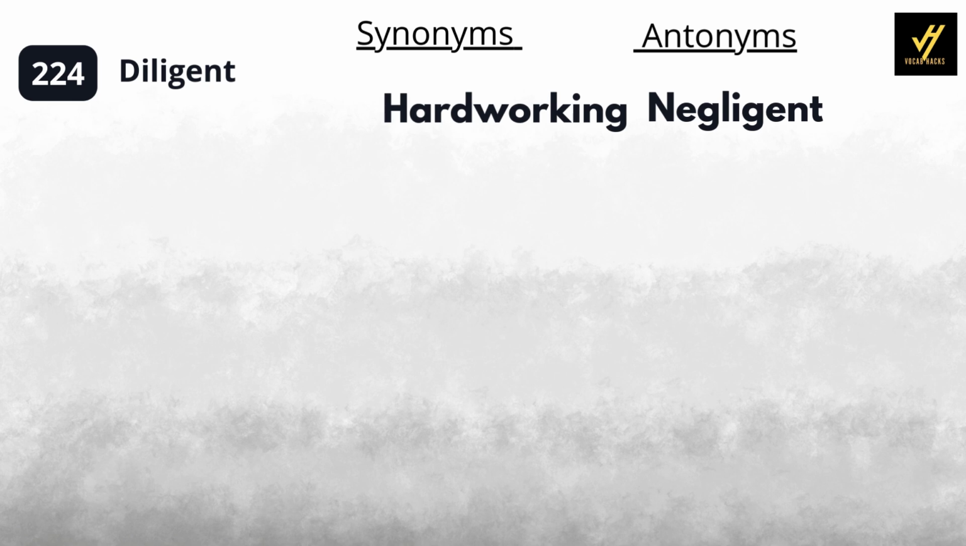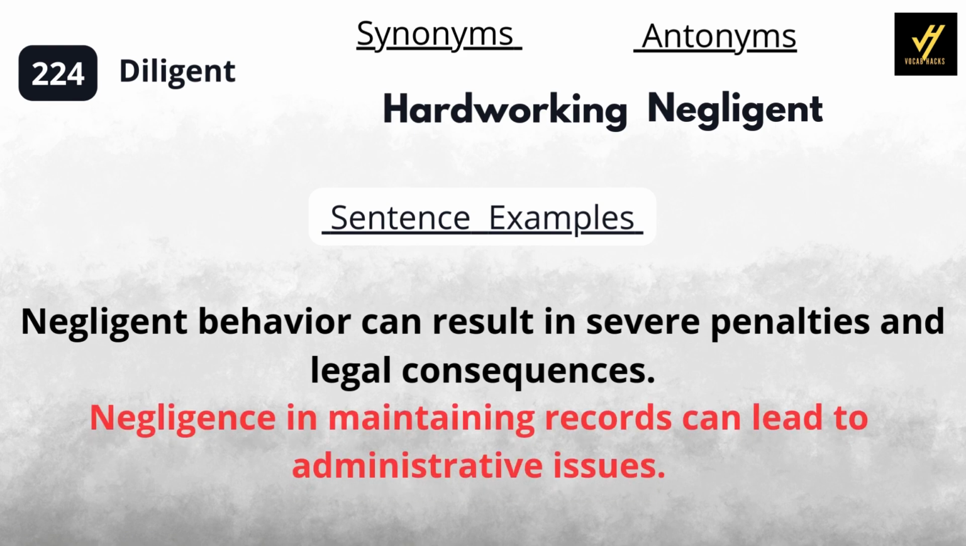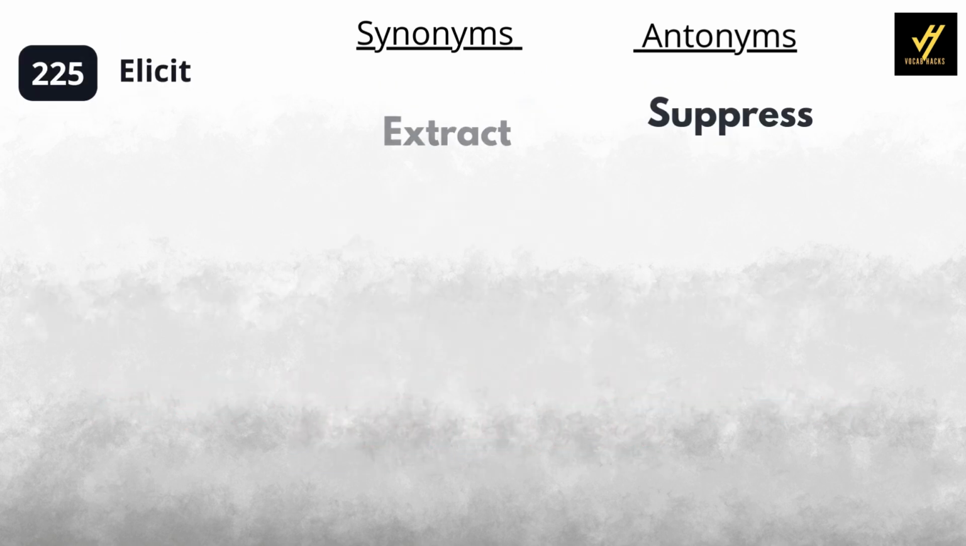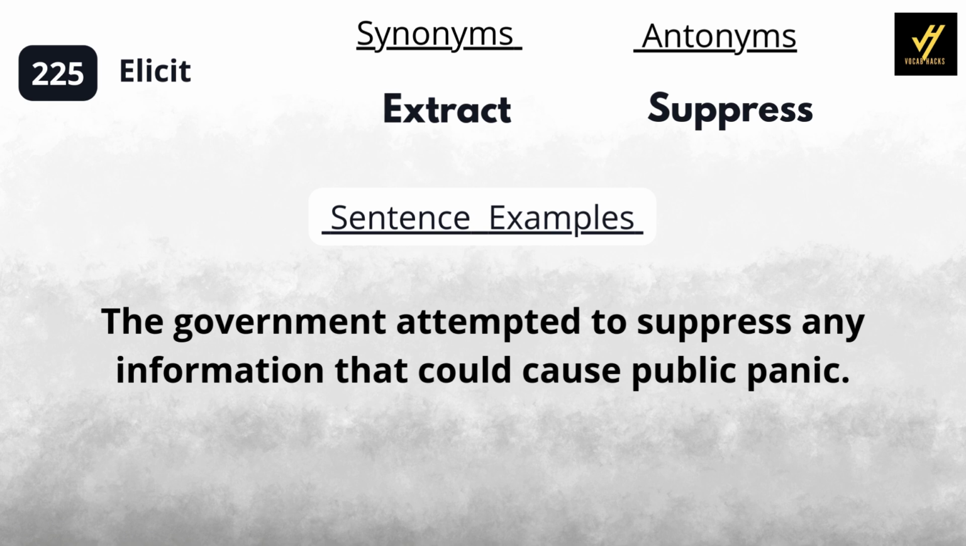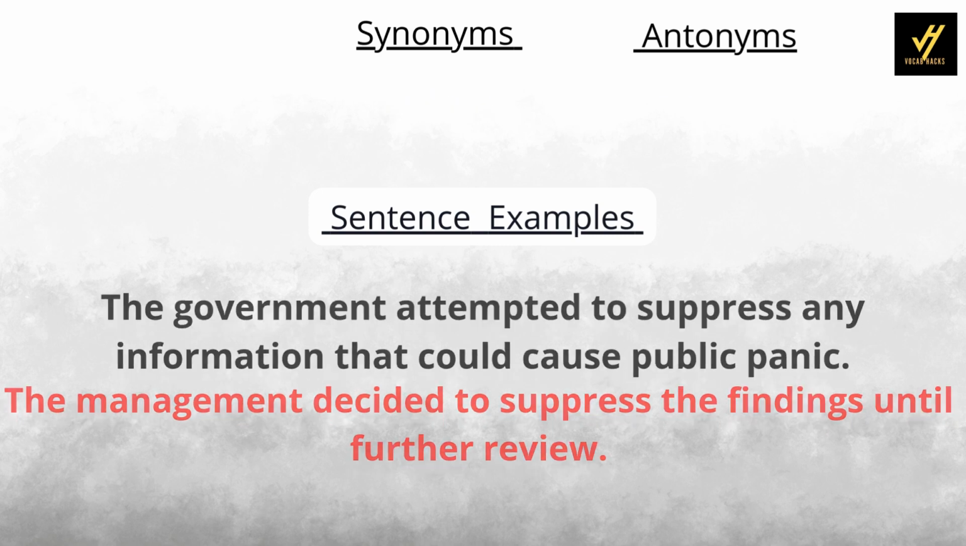Diligent, hardworking, negligent. Negligent behavior can result in severe penalties and legal consequences. Negligence in maintaining records can lead to administrative issues. Illicit, extract, suppress. The government attempted to suppress any information that could cause public panic. The management decided to suppress the findings until further review.